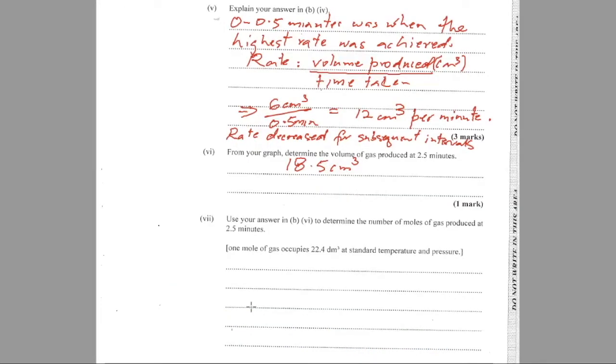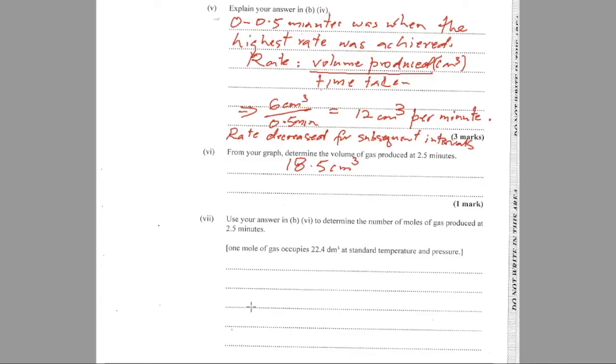So in part 7, we're going to use the volume that we just found and answer the question. Use your answer in B6 to determine the number of moles of gas produced at 2.5 minutes. So at 2.5 minutes, we just saw that we got 18.5 cm cubed.